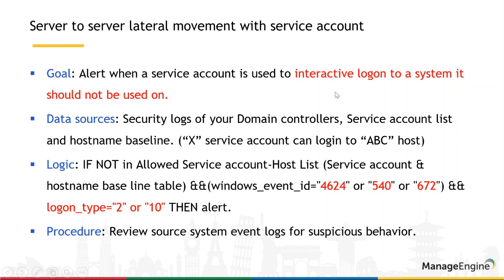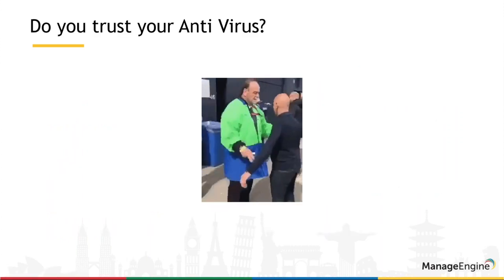So your service accounts should not be performing an interactive logon at all, right? That's my point. So again, when you have the list of service accounts, watch out for 4624 and logon type 2 or logon type 10. If you find this is true, then please raise an alert. Now, this is a possible sign of a compromised service account. If your service account is trying to do something suspicious, you need to know. That's all I'm saying.